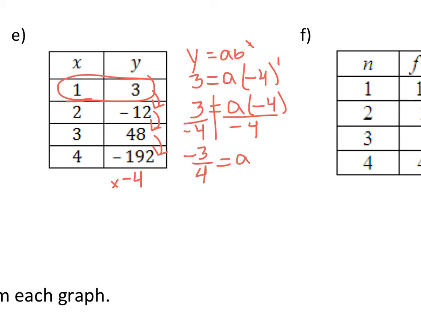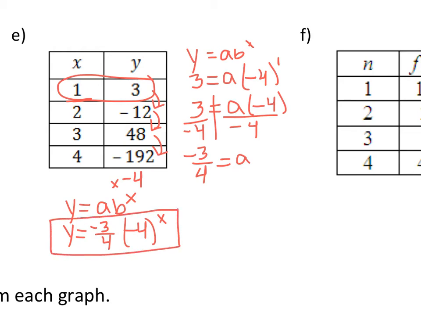and I get my a value is negative 3/4. So again, using the standard form y equals ab to the x, I'm going to replace the a and the b. Y equals negative 3/4 times negative 4 to the x. You cannot multiply negative 3/4 and negative 4 because negative 4 is being brought to an exponent, so you would leave it just like that.